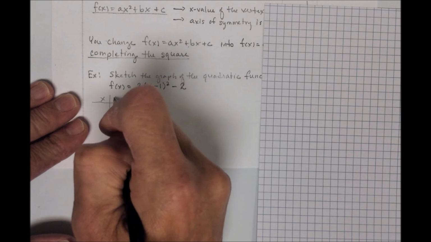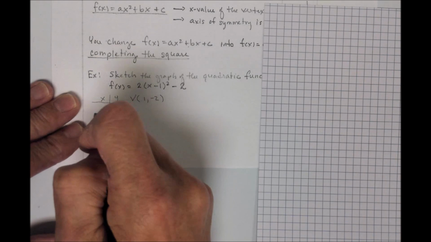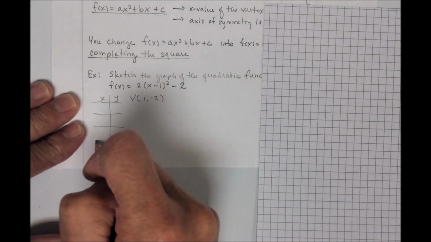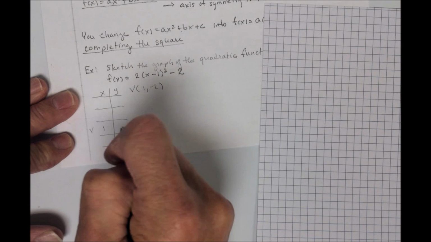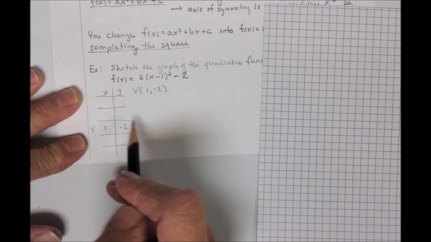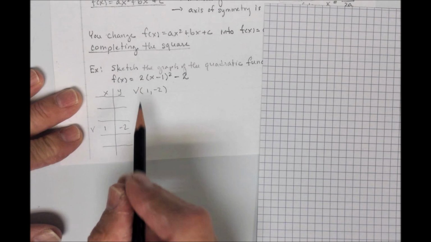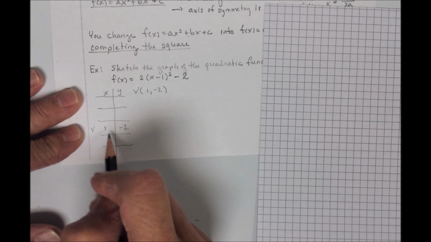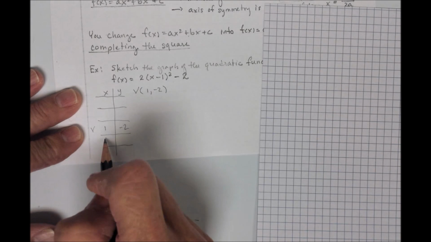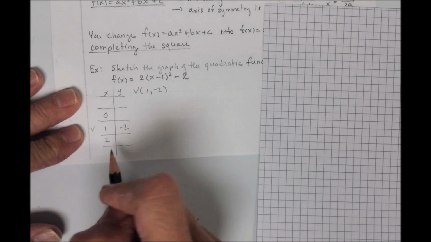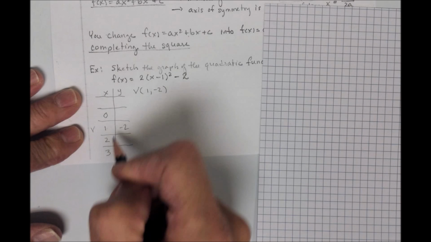Be careful plugging values in. You will need 5 points, and you already have 1. You have the vertex. So I'll put the vertex in the middle as 1, negative 2. And since I don't have any weird fractions or anything like that, I usually like to go 1 bigger, 1 smaller. So 1 bigger, look at the x values here for my t-chart. 1 bigger is a 2, 1 smaller is a 0, 2 bigger is a 3, 2 smaller is a negative 1.